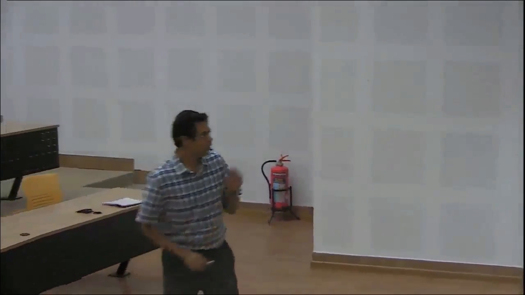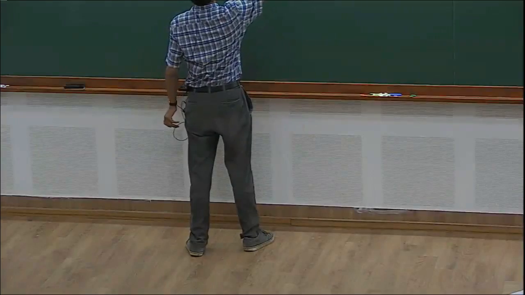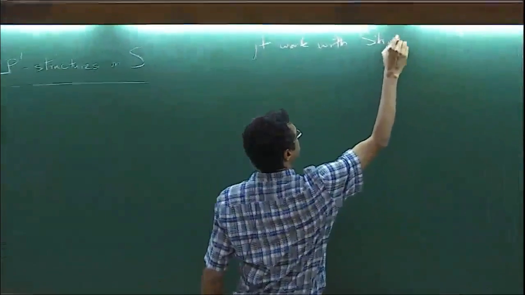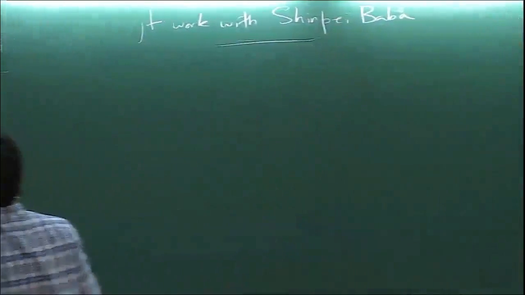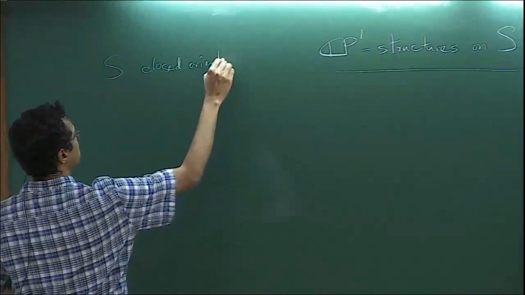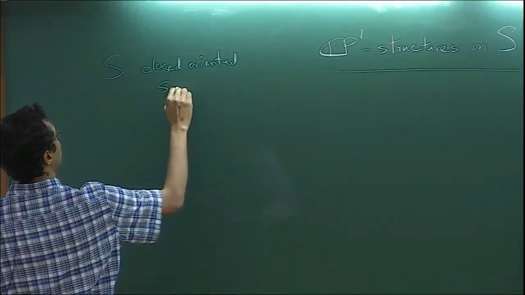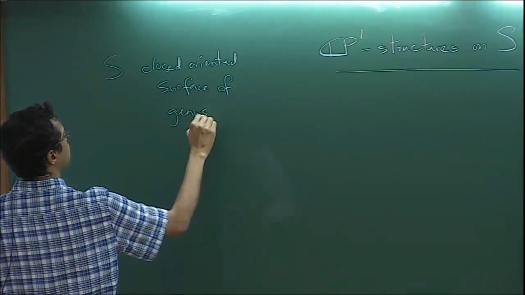Okay. So I'll be talking about projective structures. This is joint work with Shinpei Baba from a couple of years ago. So yes, X, in case you were wondering, throughout the talk is going to be a closed and oriented surface of genus bigger than or equal to 2.